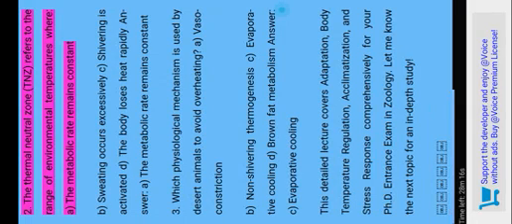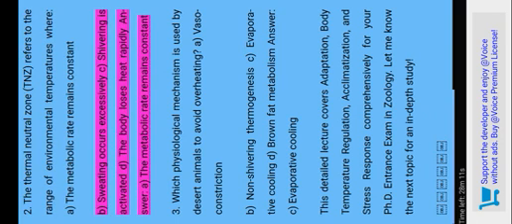2. Thermal neutral zone, TNZ, refers to the range of environmental temperatures where the metabolic rate remains constant. B. Sweating occurs excessively. C. Shivering is activated. D. The body loses heat rapidly. Answer: The metabolic rate remains constant.